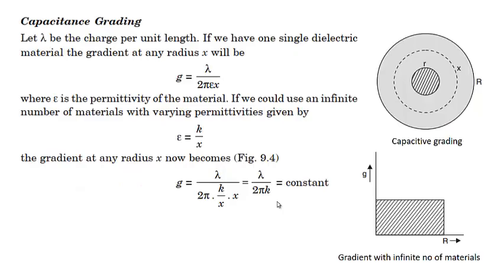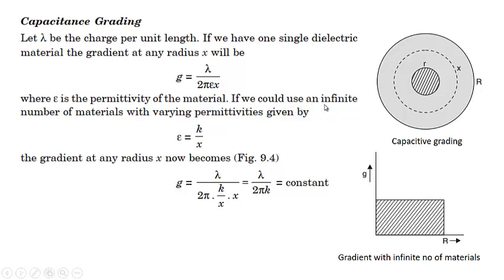Let us start with the capacitance grading. Again, lambda is the charge per unit length. If we have one single dielectric material, the gradient at any radius x will be equal to lambda divided by 2 pi epsilon x. This you can calculate by using Gauss law, where epsilon is the permittivity of the material.